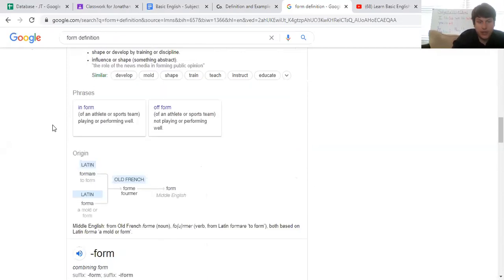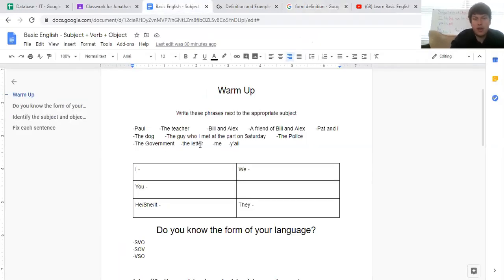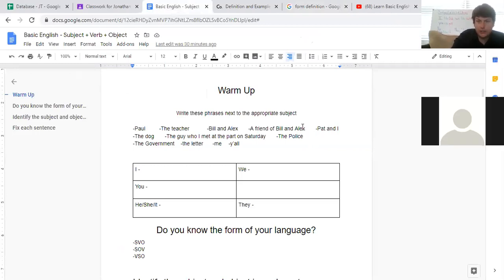It comes to us through Latin, both as a verb and as a noun. So in English, it's also a verb as well as a noun. So the form of English: subject, verb, object. Let's start with a little warm-up activity. Write these phrases next to the appropriate subject.